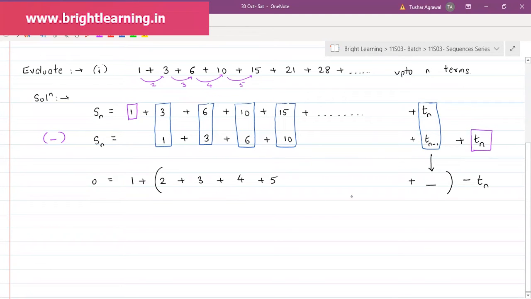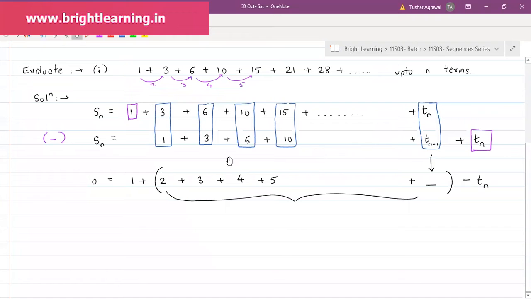Okay. So now, how many terms are there inside the bracket? Inside the bracket, can you see that? So we are taking difference from second to nth. Second term difference, third term, fourth term, fifth term, and so on up to nth term. So there are n minus 1 terms. From second term to nth term, there are n minus 1 terms.